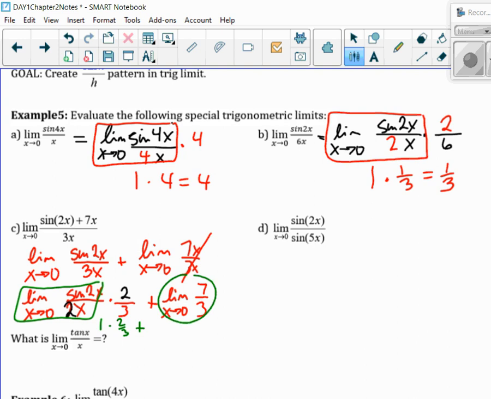What do we get here? What's the limit of a constant function? It's just that, right? Well, it's the same thing as the 1. If you have y equals 1, what's the limit no matter where you are? 7/3, although it looks goofier than 1, it's still a constant function, right? It's just 7/3. So 2/3 and 7/3 is 9/3, so that equals 3.